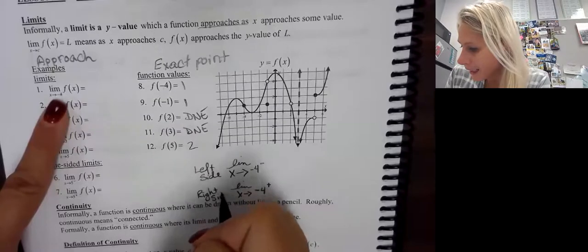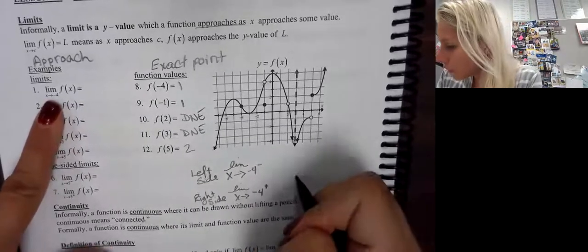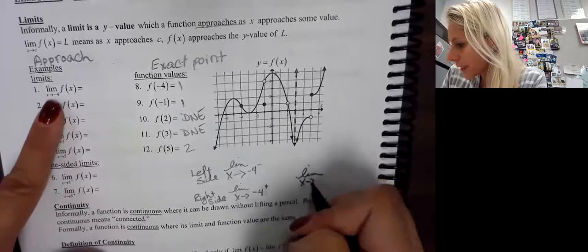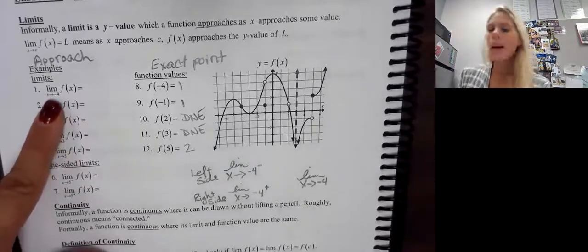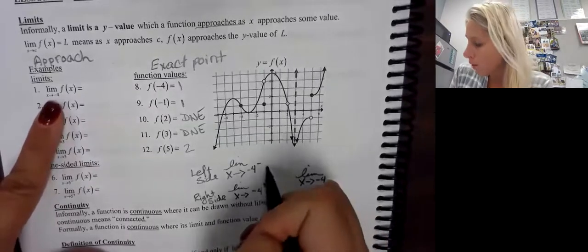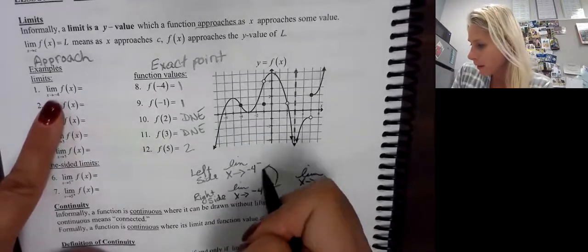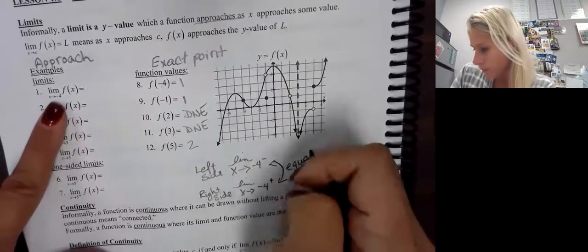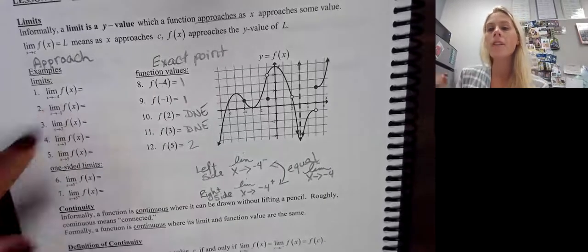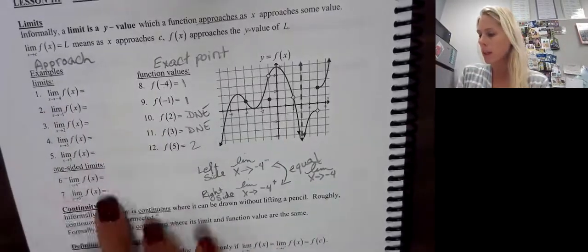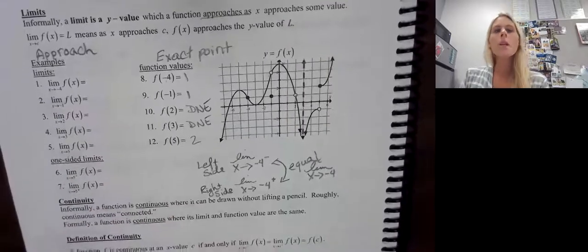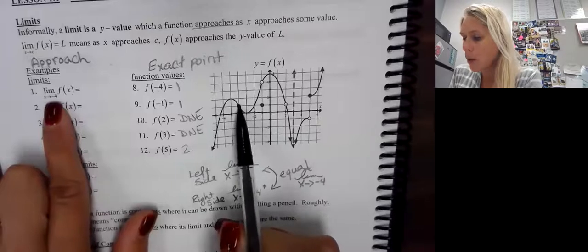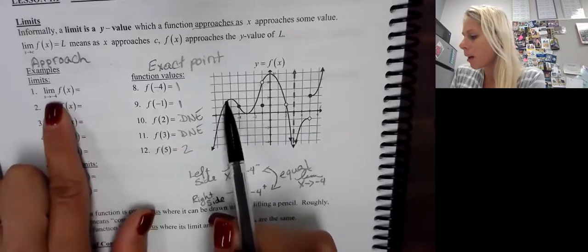The idea is if I just say limit as x approaches -4, I must be saying that both of these equal. Okay? So they have to be from the same side. And that will get more clear down here. Okay, guys? So if we look at -4 right now, I don't care what that value is. I care about where it's approaching.